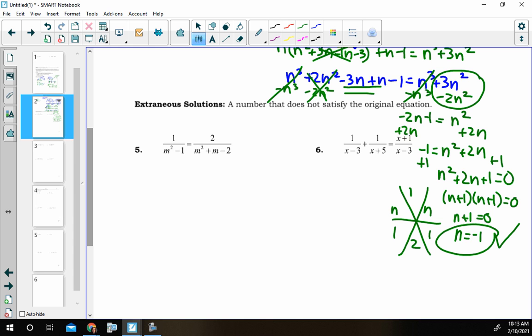Okay. The next one here, we can go ahead and cross multiply because there are only 2 sets. So I'm going to send this way. The 1 isn't going to do anything. So I'm going to write out m squared plus m minus 2. So if I send this in, I've got 2m squared minus 2.